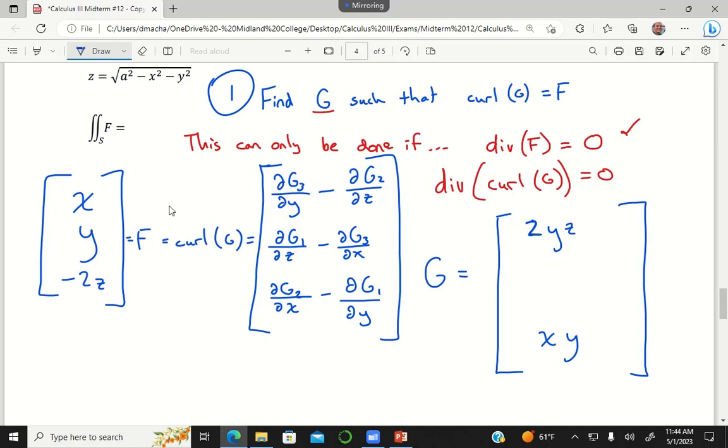Okay, and then looking at the third entry, partial derivative of g2 with respect to x. We haven't figured out what that's going to be yet. Minus the partial derivative of g1 with respect to y. So the partial of g1 with respect to y is going to be 2z. So this is a negative 2z. Oh, and that works out because we wanted a negative 2z. All right. So let's make the second entry a 0.